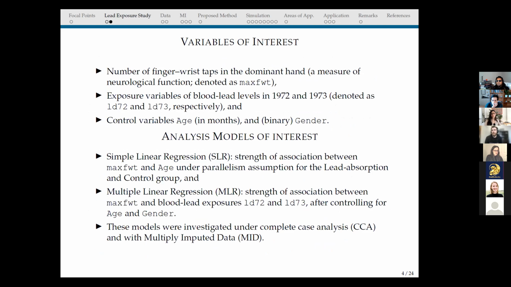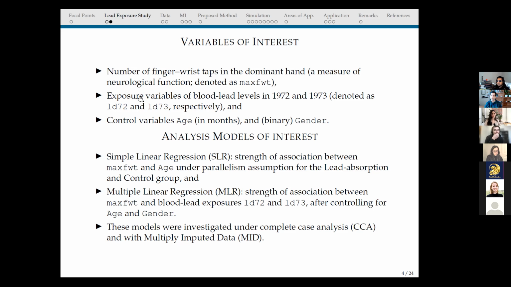In that particular study, there were a couple of variables of interest. The first variable of interest is denoted by max FWT, and that basically denotes the number of finger wrist taps in the dominant hand of each subject. This is one way of measuring neurological function. The second set of variables, which I call exposure variables because I'm really interested in assessing their association with the outcome, are the blood lead levels in the years 1972 and 1973, denoted by LD72 and LD73.